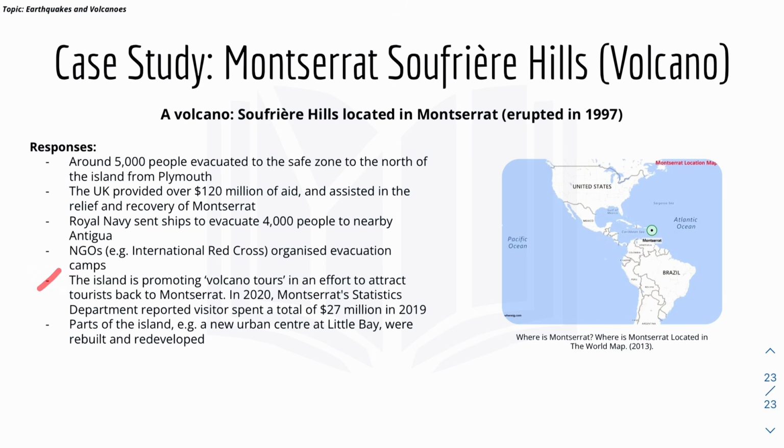And the island is also promoting volcano tours in an effort to attract tourists back to Montserrat. And in 2020, Montserrat's statistics department reported visitors spent a total of $27 million in 2019. And lastly, parts of the island, for example a new urban center at Little Bay, were rebuilt and redeveloped.